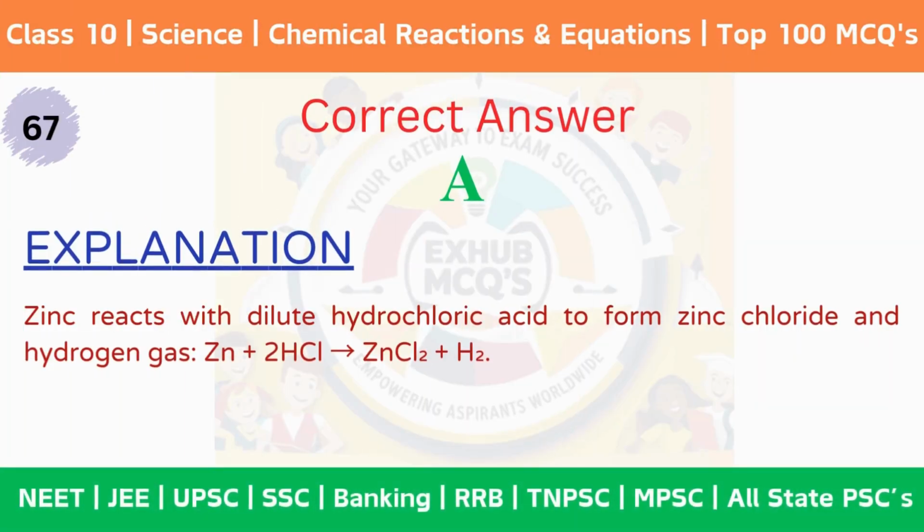The correct answer is option A, hydrogen. Explanation: zinc reacts with dilute hydrochloric acid to produce zinc chloride and hydrogen gas. This is a typical single displacement reaction.